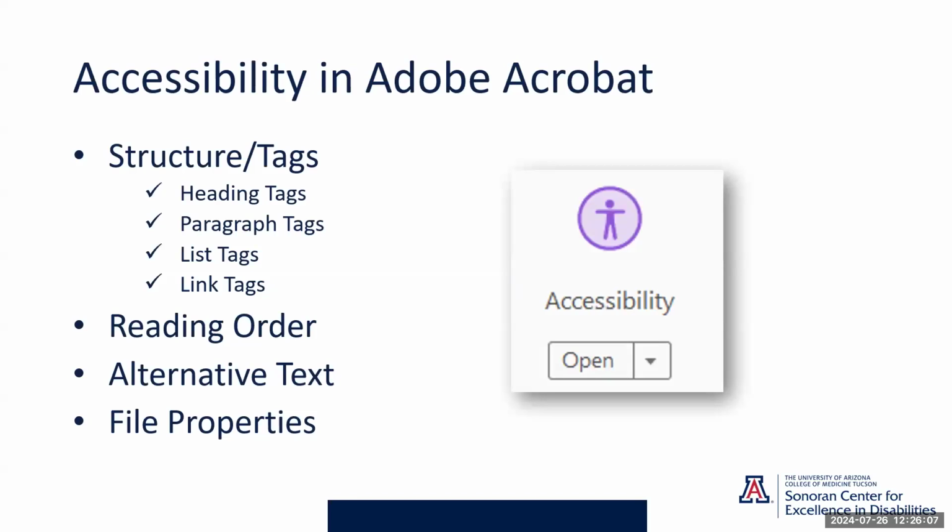Adobe Acrobat is where you will make your PDFs accessible. If you do not see Adobe Acrobat on your computer, you may need to contact your organization to ensure you can get access to it. In Adobe Acrobat, you'll be looking at several areas that are important for content to be accessible. Tags, similar to Word, but also including some new ones. Reading order, alternative text, and file properties and metadata.